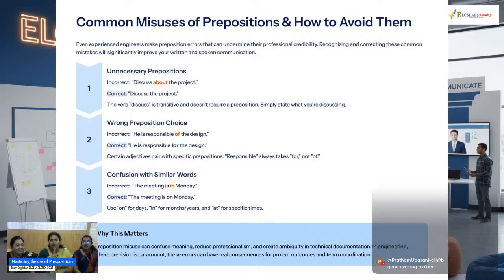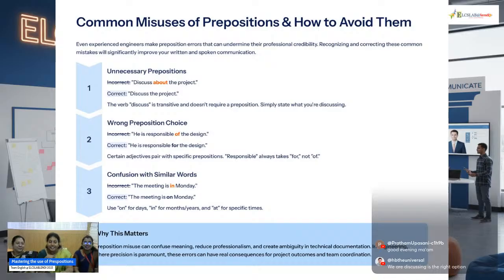Wrong preposition choice. This is also seen in many sentences or many general communication settings too. Like, "he is responsible of the design," or "he is responsible of the mistake." He is responsible for his flaws, or "he is responsible of his flaws"? No, he is responsible for his flaws. The right adjective with the specific preposition is "responsible for," not "of." That is pretty clearly given. Remember, guys, this must be used appropriately.